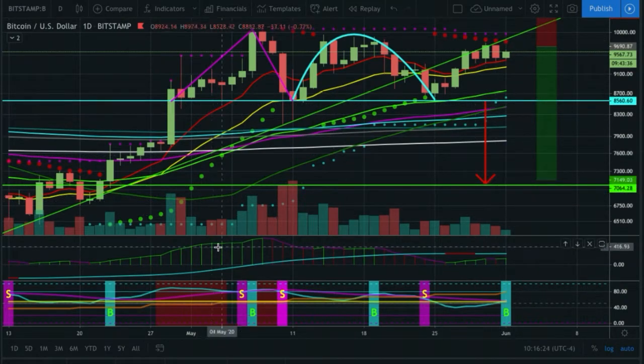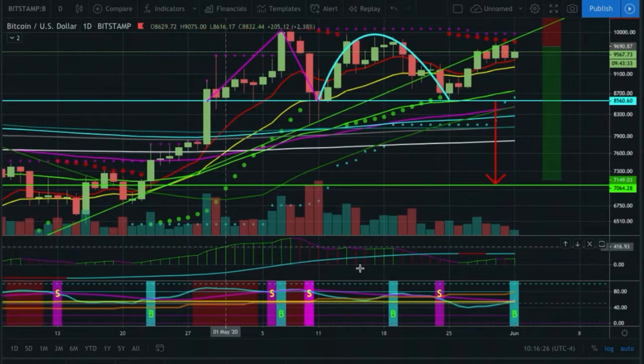And now here's the most important thing. This signature happens more often on shorter time frames, but it almost never happens on longer time frames.